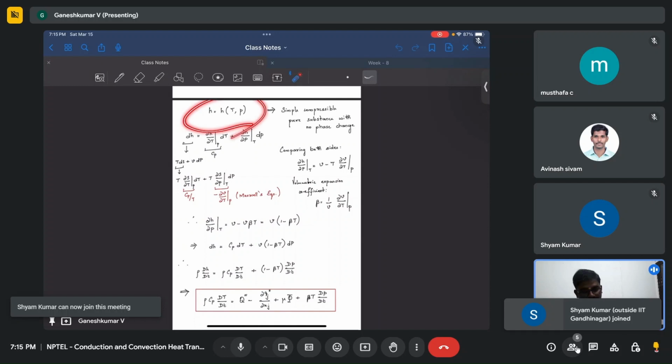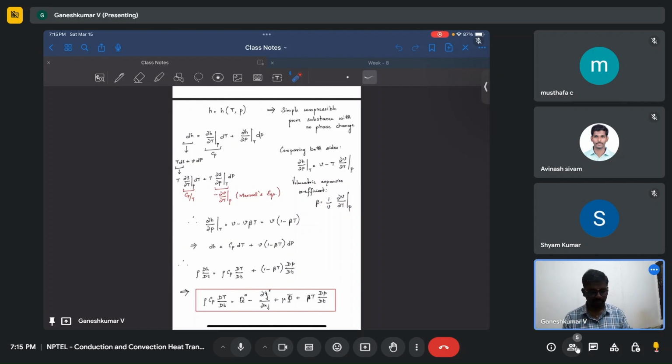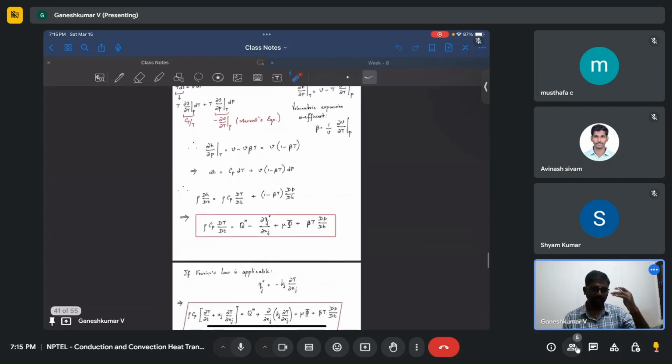Then you express the enthalpy in terms of temperature. We all know enthalpy is a function of both temperature and pressure. For ideal gases, it's just a function of temperature, but here we are dealing with any simple compressible pure substance with no phase change, right? So we have to take pressure also into account, and hence you can simplify this, use the Maxwell equation, and compare the terms. All these things we already studied in week 2 or 3, I guess. And finally you will end up having this temperature version of the energy equation.